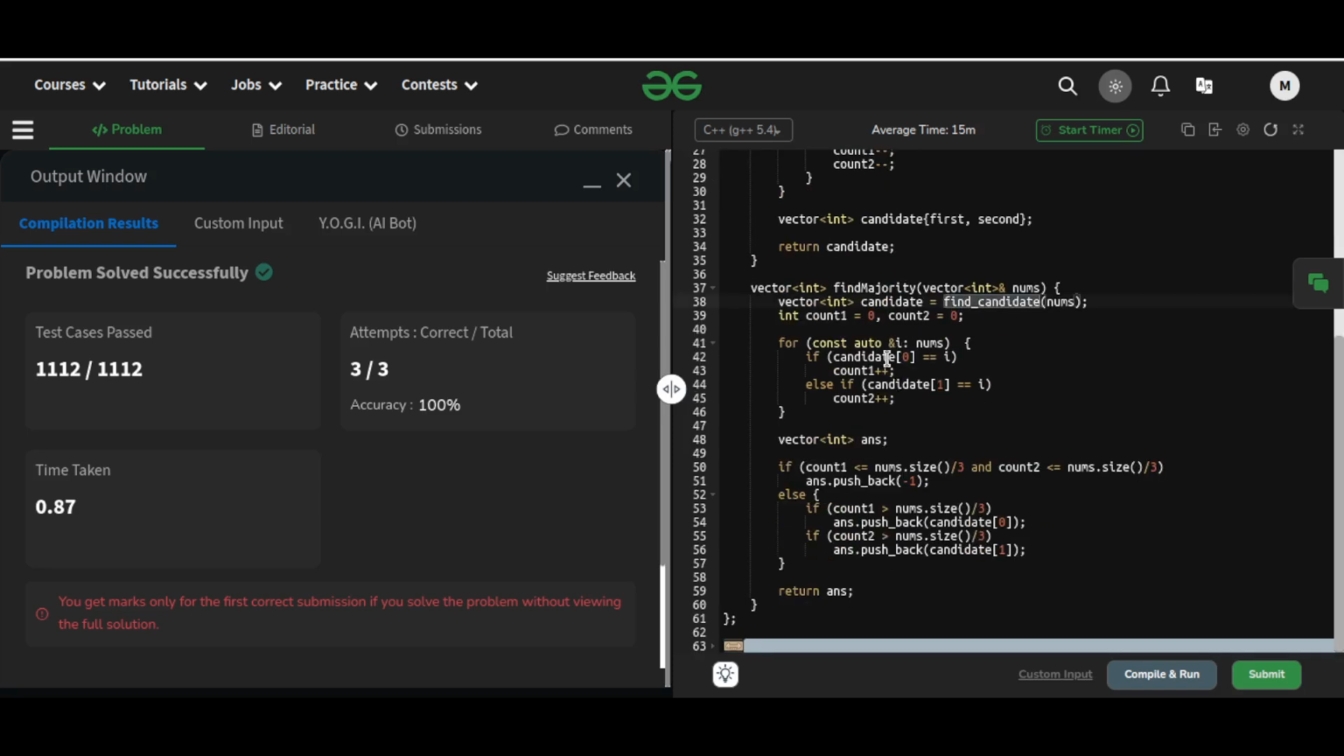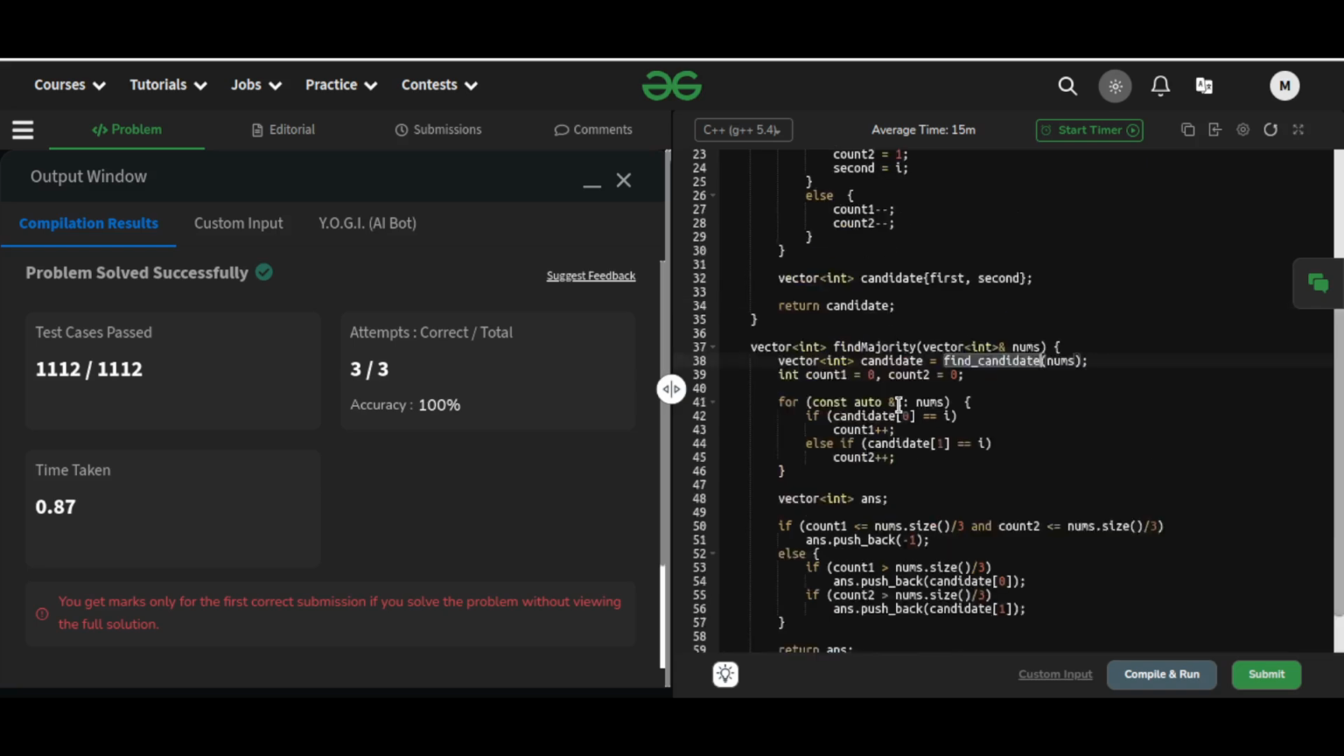We first find out the candidate elements. Then we are iterating on the array to compute the frequency of these two candidate elements. If the frequency of candidate elements 1 and 2 is less than or equal to nums size by 3, then we are returning -1. Otherwise, if the frequency of element 1 is greater than n by 3, then we are pushing the first element into our answer, and the same thing goes for the second element. And towards the end, we are returning answer. Now let us look at the find candidate function as well.